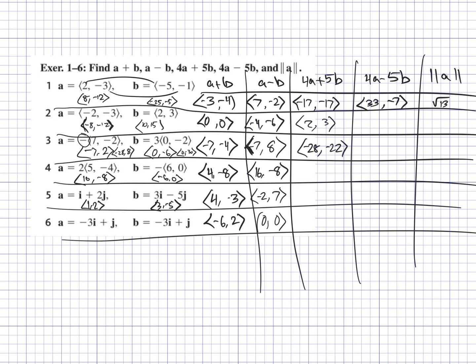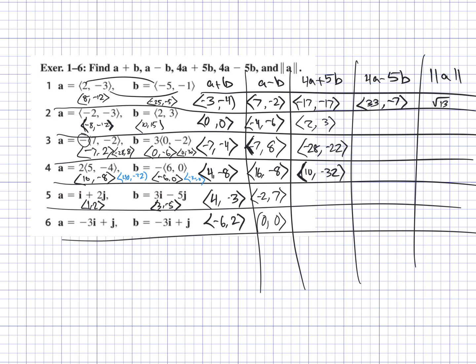Same thing on number 4. Let's multiply those out. Let's use a different color. 4a is 40 and negative 32. And 5b is negative 30 and 0. So we add those together. 40 and negative 30 is 10. And negative 32 and 0 is negative 32. Same thing on number 5. 5a is 5 and 10.